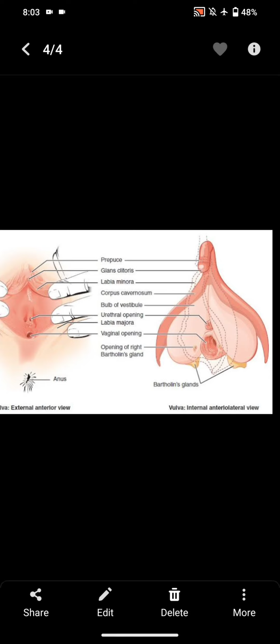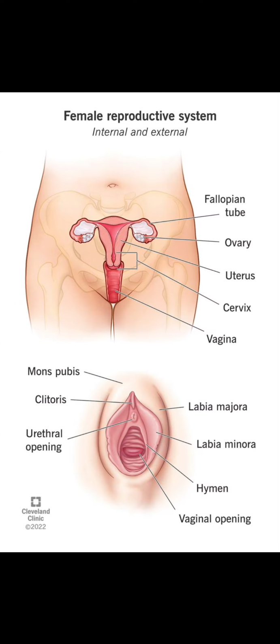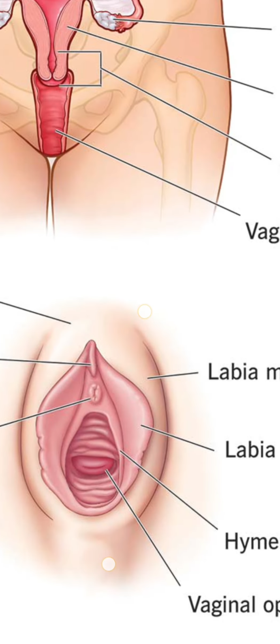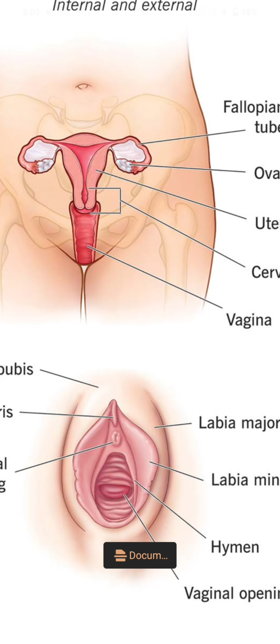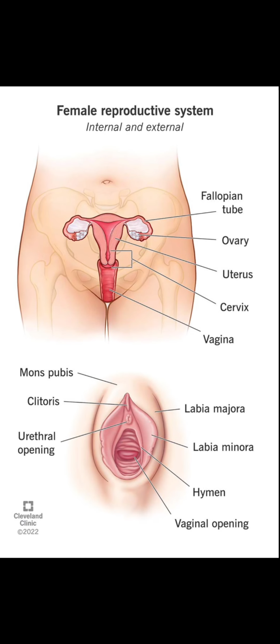It is bounded anteriorly by the clitoris. See, this is clitoris. It has 4 openings: the urethral opening, vaginal opening, Bartholin ducts opening and vestibular ducts opening. So these are the 4 openings present inside the vestibule. And hymen is also present in this vestibule over here. And this is all about the external reproductive organs.